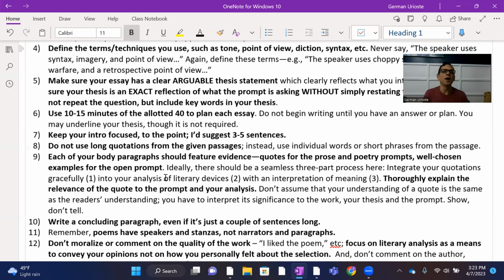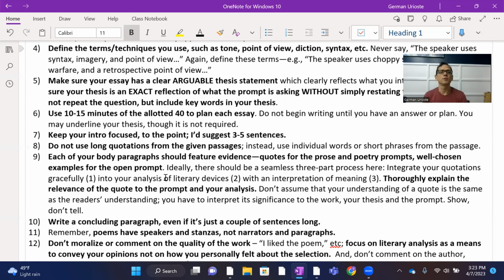Number 8, don't use long quotations from the given passages in the poetry and prose, right? Instead, pull out individual words or short phrases from the passage. You have heard this from your English teachers. Don't quote at length. Weave in small bits of text as you make your analysis, right?